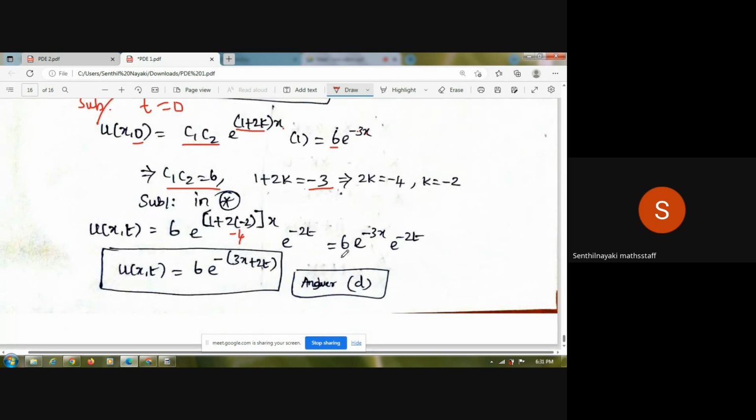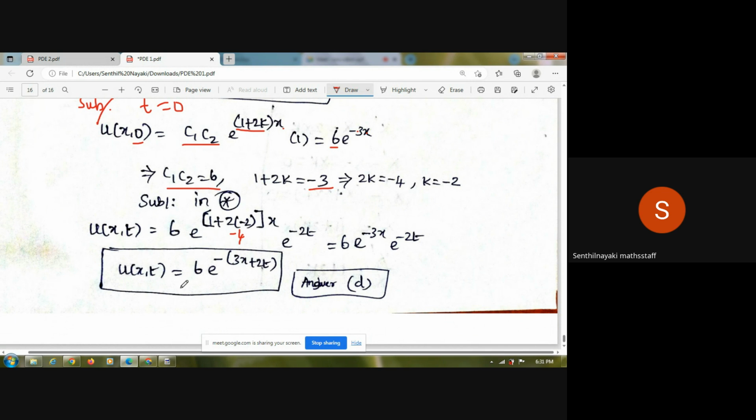So we can simplify further. Here the base is same, so we can add the power. So e power minus 3x minus 2t. The minus sign is common, so minus of (3x plus 2t). This is our answer. We are getting this answer for that linear partial differential equation.